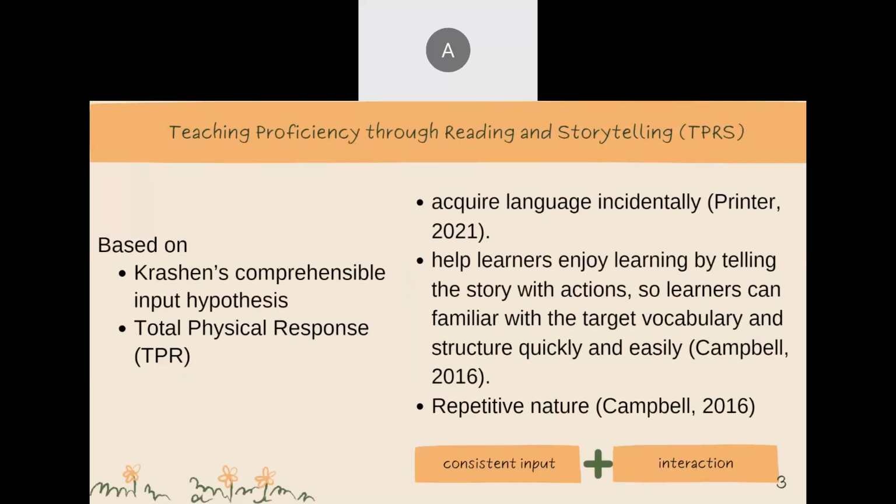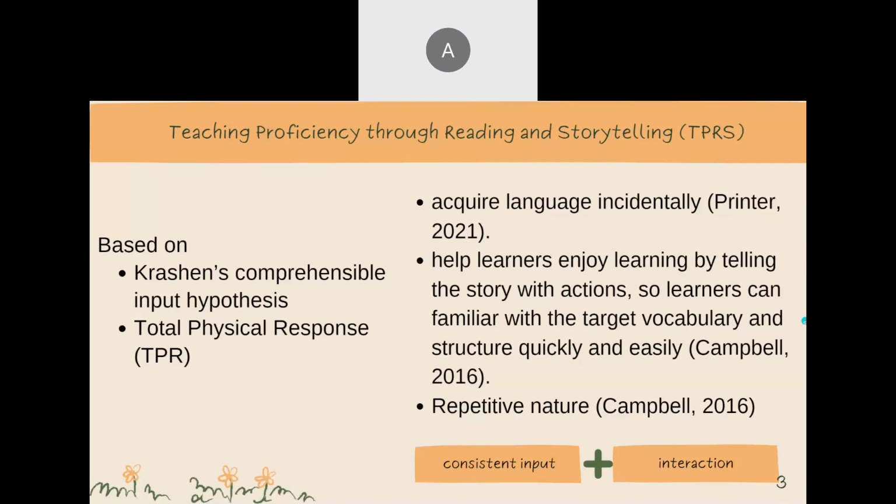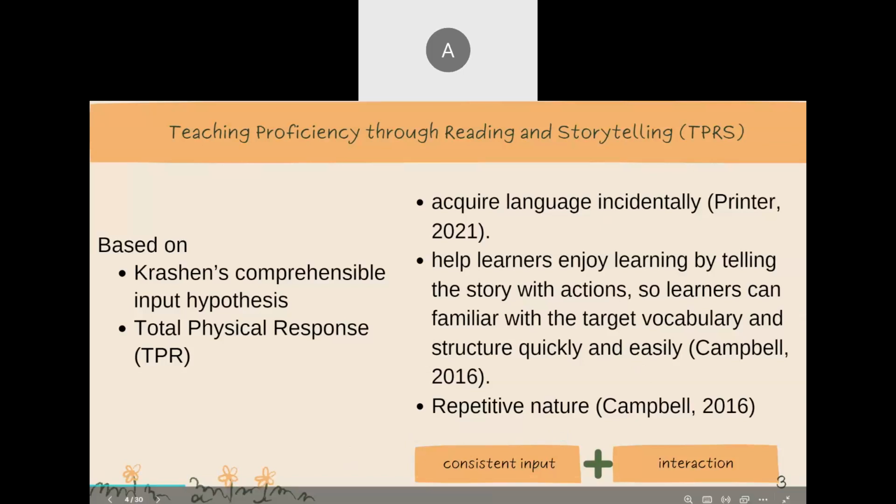So what is TPRS? In brief, that is a new teaching method. In a TPRS course, the teacher will use storytelling with a lot of gestures or actions to help students become familiar with the target vocabulary and structure. One of the features in TPRS is its repetitive nature. So what is repetitive nature? That means the teacher in a TPRS course will raise several questions that might be related to the storyline or to the learner's life experience. From this kind of interaction, students can become familiar with the content quickly and easily.